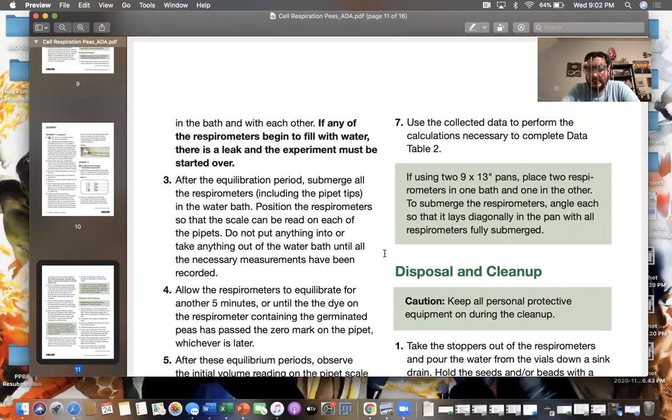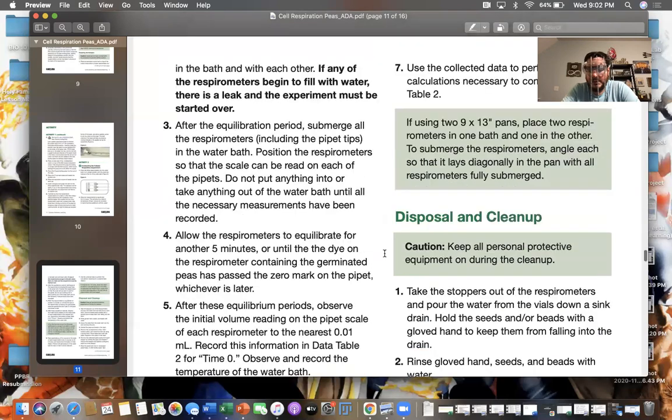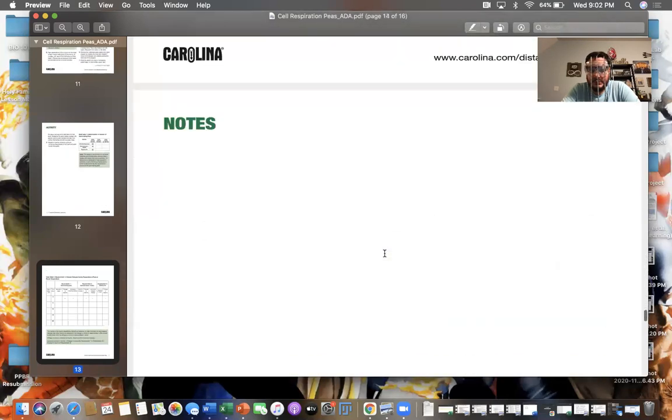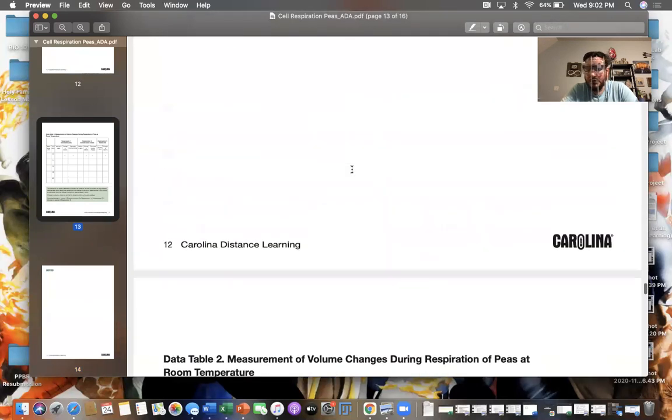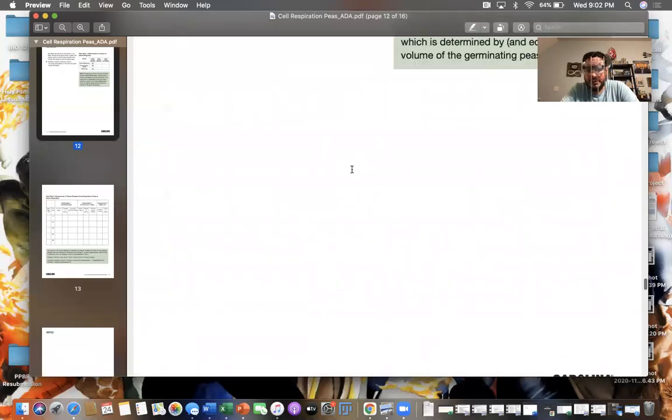Use the collected data to perform the calculations necessary to complete data table number 2. Yep, and the calculations are all pretty easy. If we scroll down to data table number 2, we're just looking for changes in volume. So you're just measuring the dye within that.